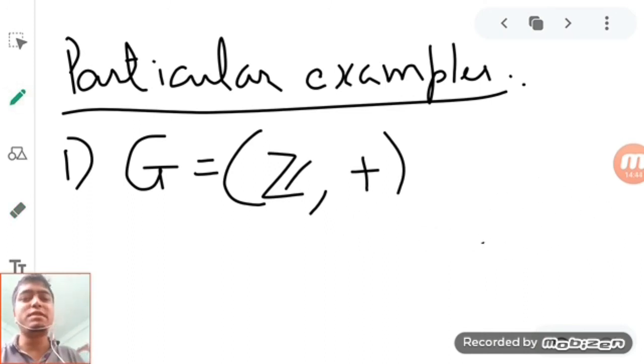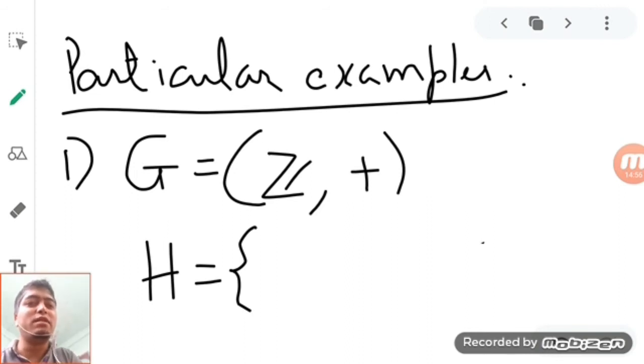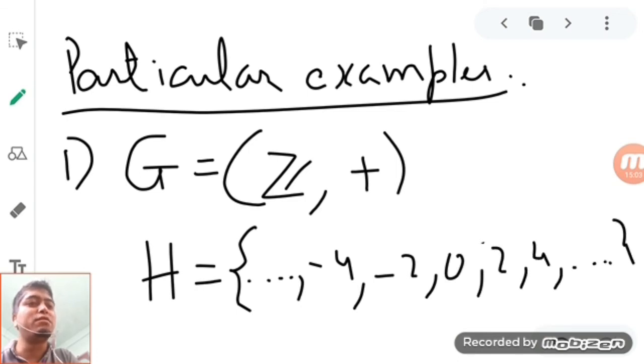We have also seen many subgroups of the group G, if you remember the first few classes. The first example is this. Take H to be the set of even integers: minus 4, minus 2, 0, 2, 4, and so on. It is a set of even integers, so we have already proved that it is a subgroup. You have done that maybe in the third semester also, or maybe in this semester we have done some revision. H is a subgroup of G.